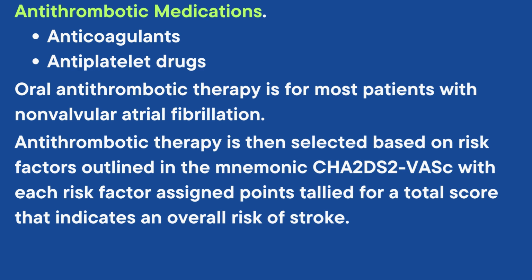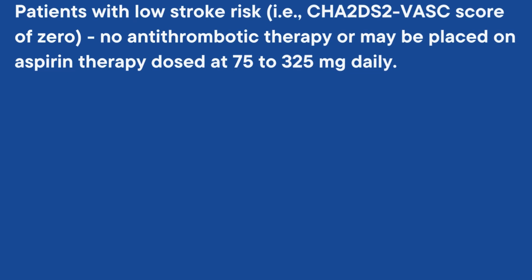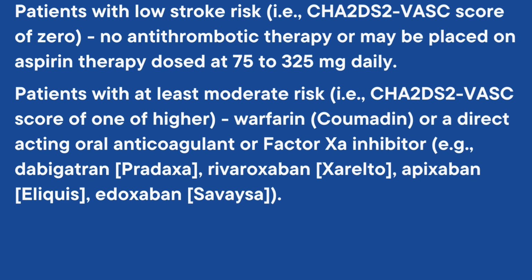CHA2DS2-VASc, with each risk factor assigned points tallied for a total score that indicates an overall risk of stroke. According to pharmacology treatment guidelines, patients with low stroke risk may choose the option of no antithrombotic therapy or may be placed on aspirin therapy dosed at 75 to 325 mg daily. Patients with at least moderate risk may choose either warfarin or direct-acting oral anticoagulant or factor Xa inhibitor, that is dabigatran, rivaroxaban, apixaban, and edoxaban.